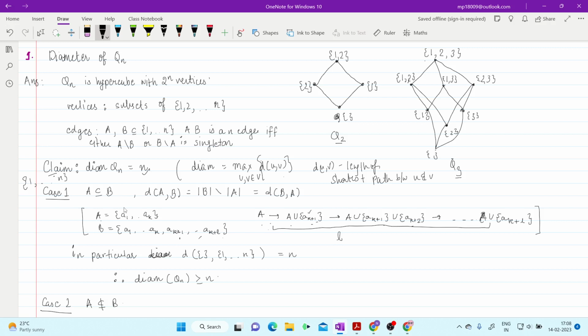So for case 1 we have shown that if A is contained in B, then the shortest path between A and B will be of length equal to the difference of the sizes of the two sets. Is case 1 clear to everyone? Is there any doubt in case 1?